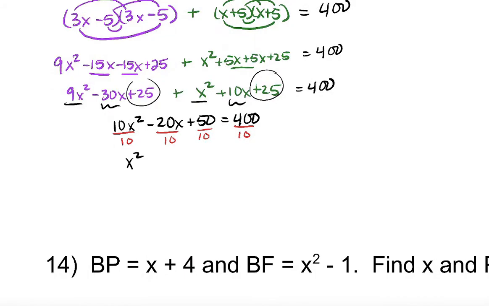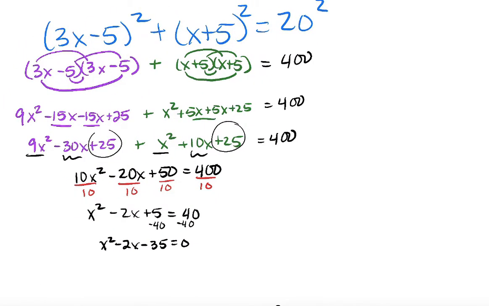Dividing by 10, I get x squared minus 2x plus 5 equals 40. Now, in order to solve a quadratic like this, you have to have your quadratic equal to 0. So we're going to subtract 40 from both sides in order to get our equation equal to 0. So I'm looking at the trinomial x squared minus 2x minus 35 equals 0. And I have to factor that to solve, so I'm just going to bring it over here to have a little bit more room.